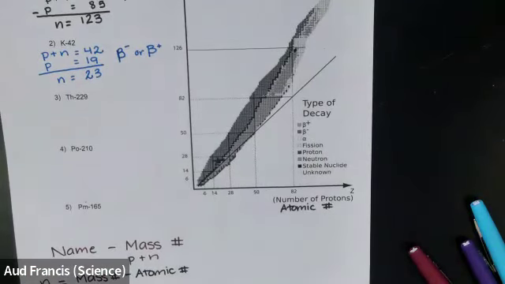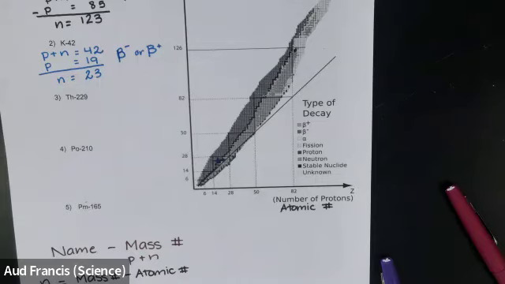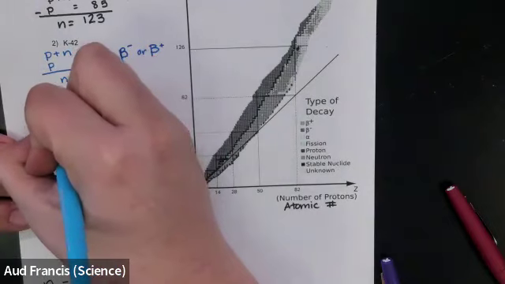Let's take a look at thorium. All right. So for thorium-229, here's what we're dealing with. We know 229 is what combination? That's right. It's still protons and neutrons. So I'm going to just write mass here, I think.